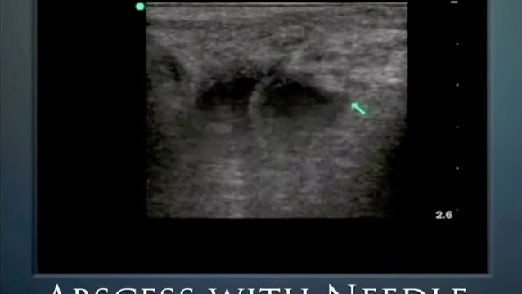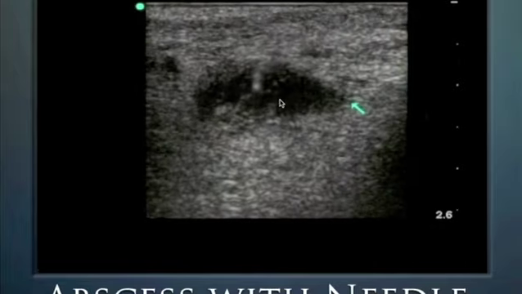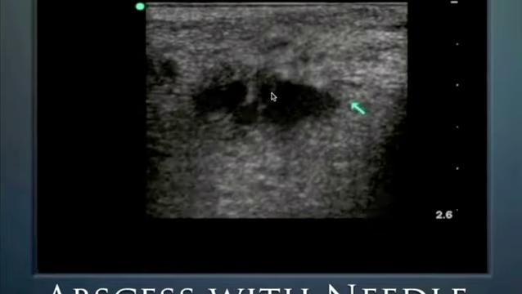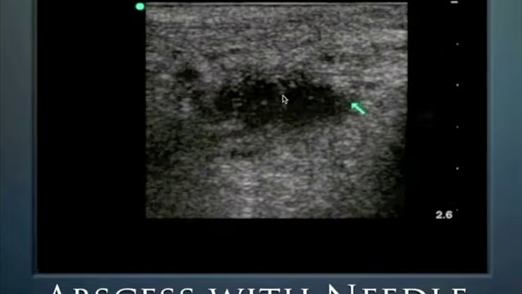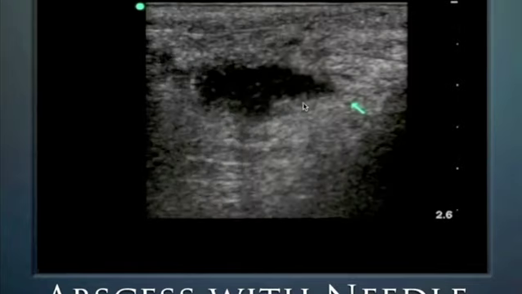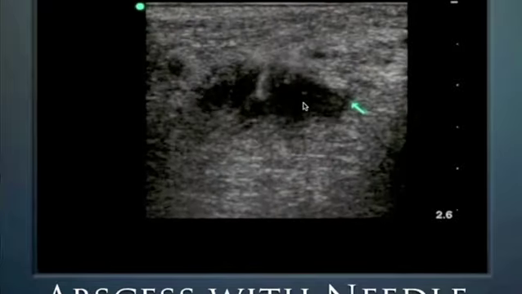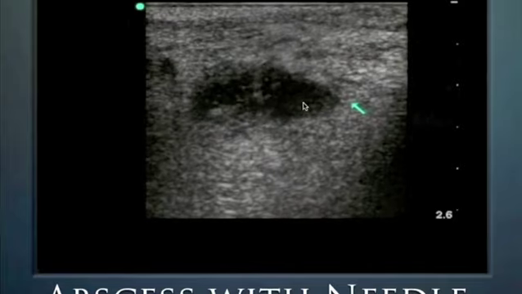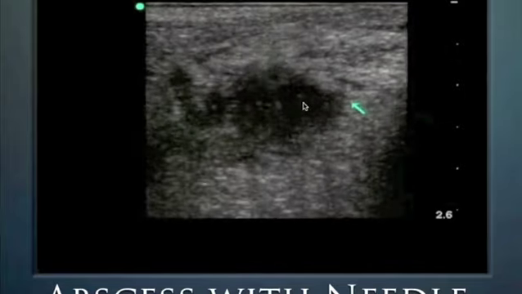Just another example of guiding a needle down to an abscess to confirm, on the one hand, that there is actually pus coming out of there, and it's not just a seroma or another type of fluid collection, and also because in some centers they treat abscesses by needle aspiration rather than an open drainage procedure, if they're small enough. And that's just what's happening here, just ultrasound guided needle abscess drainage.